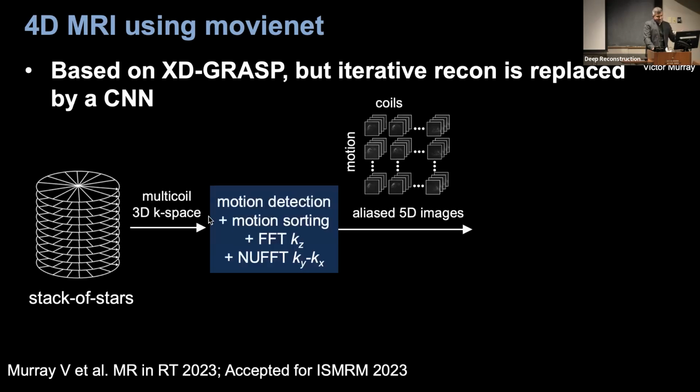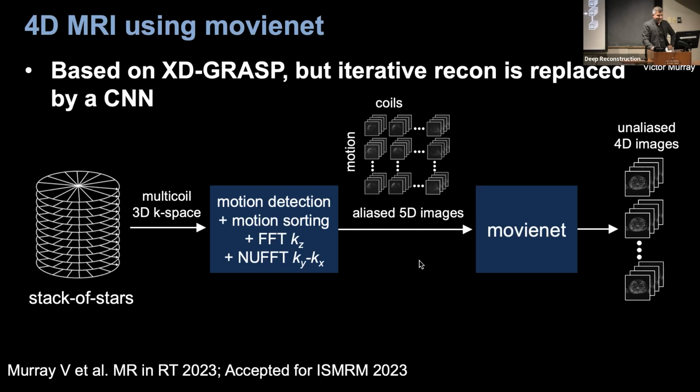And then we take the first step from SD-GRASP. We detect the motion from here. We sort the data into motion states and then convert it to a 5D image. Since we're going to reduce acquisition time, these images are going to be aliased since we're sampling below the Nyquist rate. And then this is going to go through a network, and then we'll produce a 4D image.